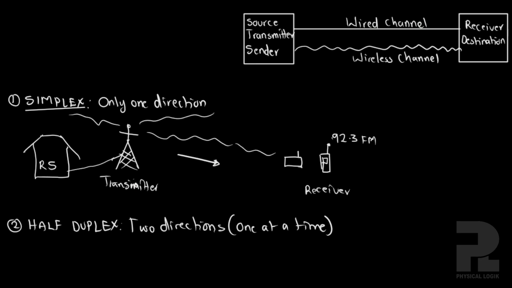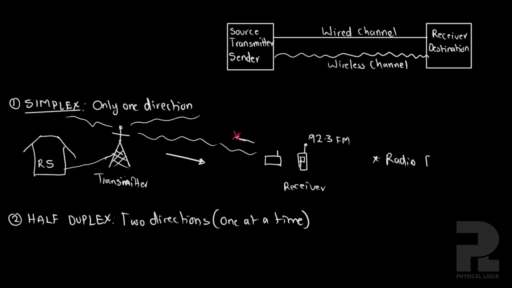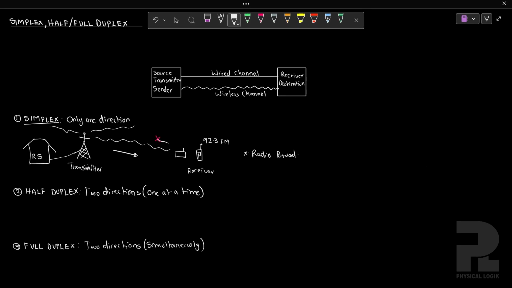We have the radio station being the dedicated transmitter, and then we have a dedicated receiver on the other end receiving signals from the transmitter. So there is no communication in the other direction, no communication at all here. Another example is also radio broadcasting, and also TV broadcasting as well.